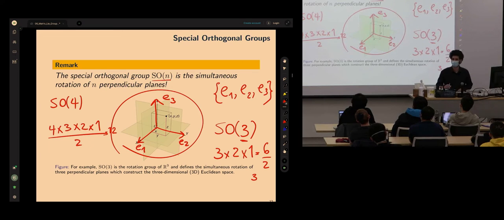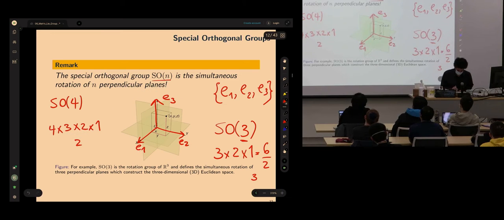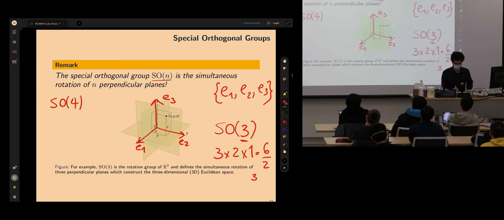It is not. We'll see why. Why do we divide it by 2? I made it up. You believed me. There are 6 ways to rotate in SO4.